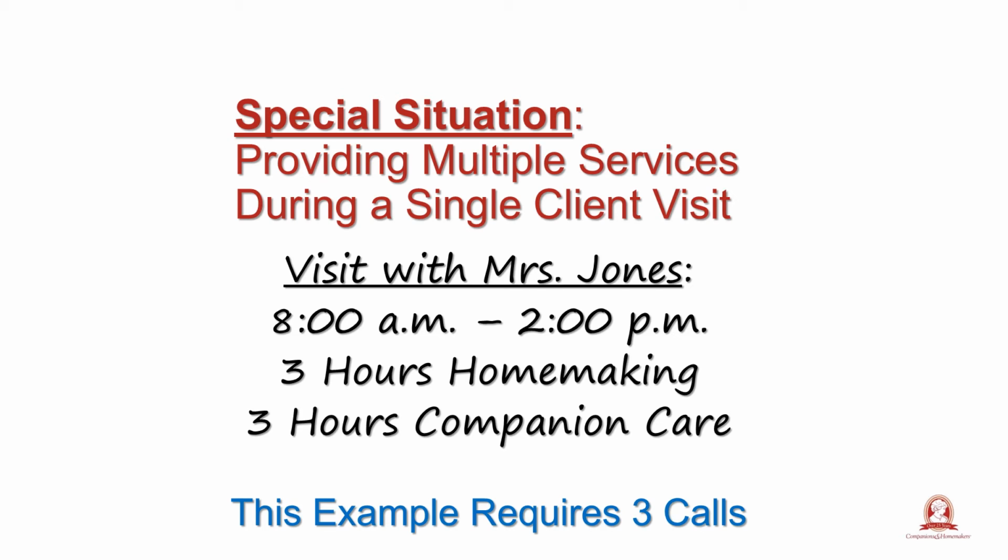Let's suppose that your visit with Mrs. Jones today begins at 8 a.m., ends at 2 p.m., and your 6-hour shift includes 3 hours of homemaking and 3 hours of companion care. For this example schedule, you would need to make a total of 3 calls into the system. You'll make the first call when you arrive for the day, the second call at the time the services change, and you'll make your third and final call to clock out and enter your completed tasks at the end of your shift. Let's walk through the entire process.